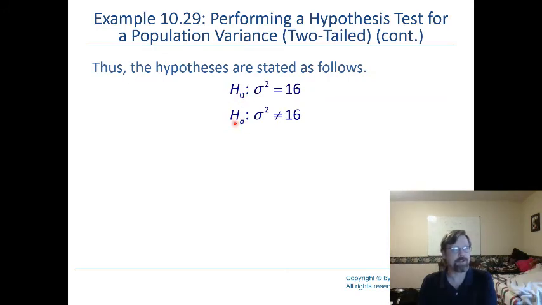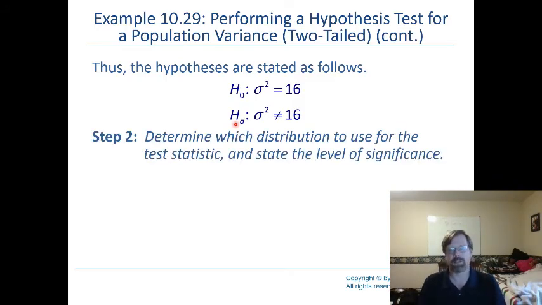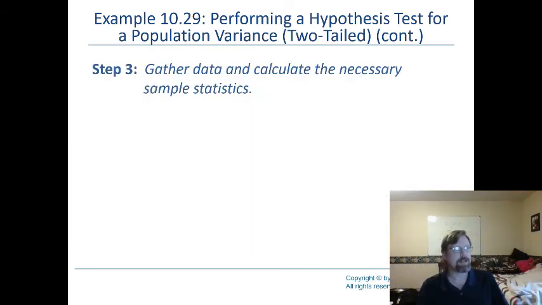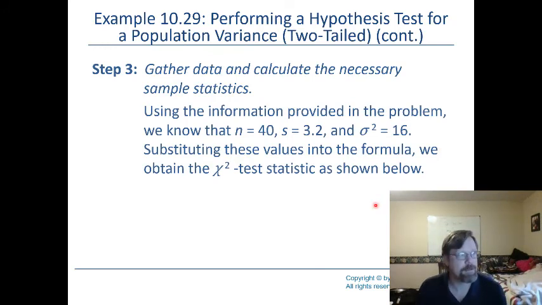Which distribution do we want to use? So we're testing a variance, and we're told we can safely assume the necessary conditions. Random sample, the population distribution is approximately normal, so we can use the chi-squared distribution. We'll be using chi-squared test statistic. We're given a 0.1 level of significance. With all that, we can gather our data and calculate the necessary statistics. Sample size is 40, which gives us 39 degrees of freedom. Sample standard deviation is 3.2, and presumed population variance is 16.